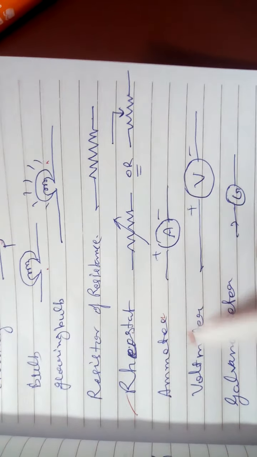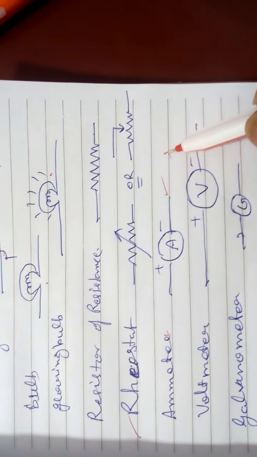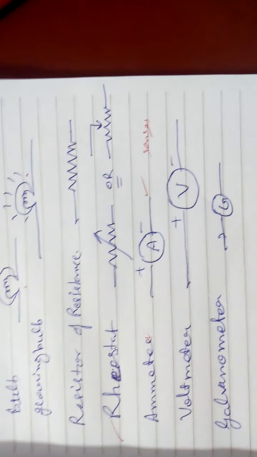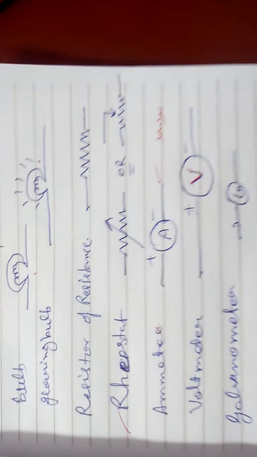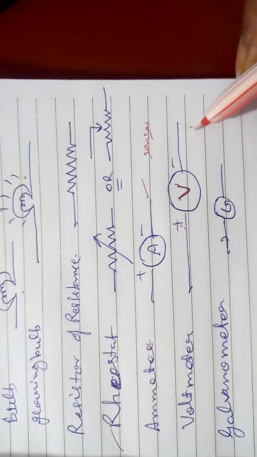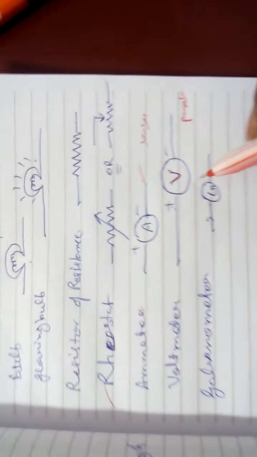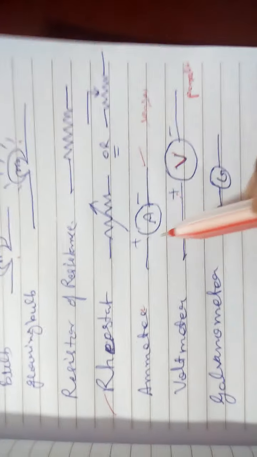An ammeter is an instrument used for measuring current, and it is always connected in series. A voltmeter is an instrument, which I have written as V here, with two terminals, positive and negative. It is always connected in parallel and has high resistance. It measures the voltage.